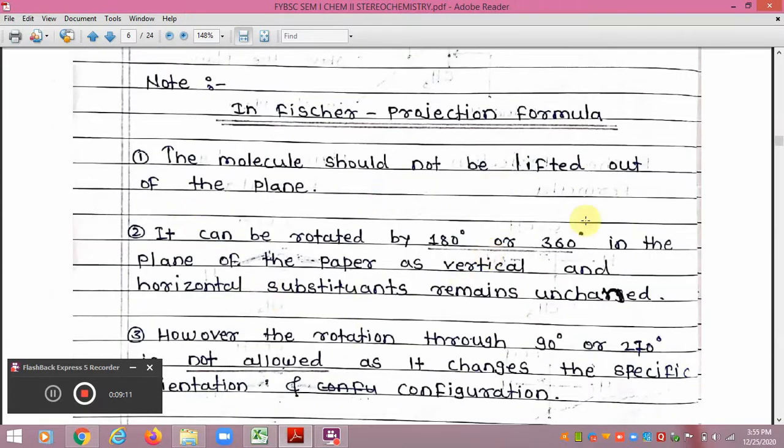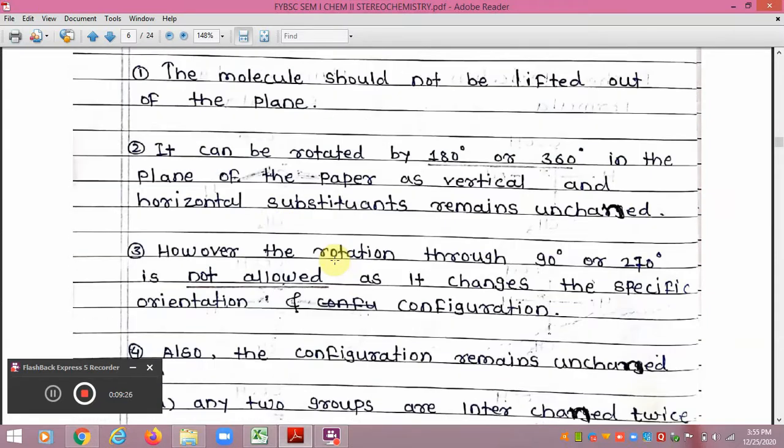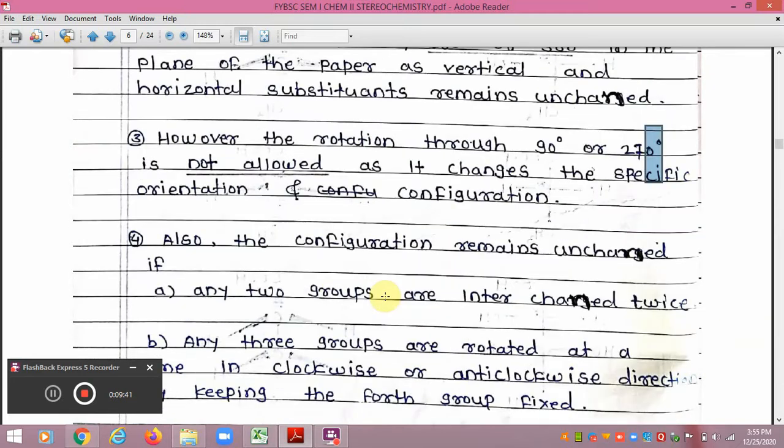Here again a number of examples are there, but in the Fischer projection there are some rules. The molecule should not be lifted out of the plane. We can rotate the molecule in the plane but not out of the plane. It can be rotated by 180 degrees or 360 degrees in the plane of the paper, as the vertical and horizontal substituents remain unchanged. So rotation of 180 degrees and 360 degrees in the plane of the paper is allowed, but rotation of 90 degrees or 270 degrees is not allowed in the Fischer projection, because it changes the orientation of the groups.